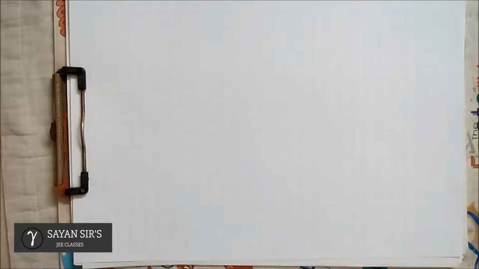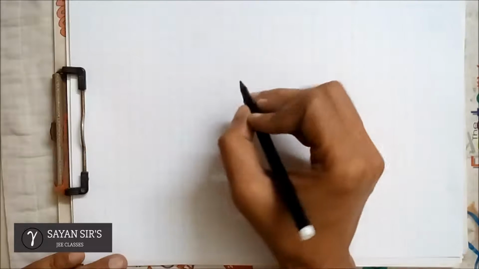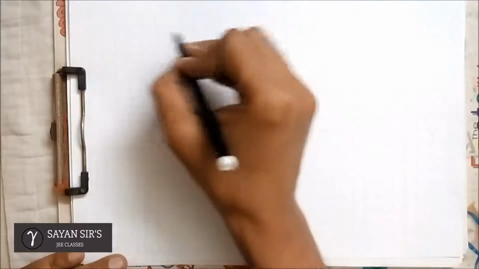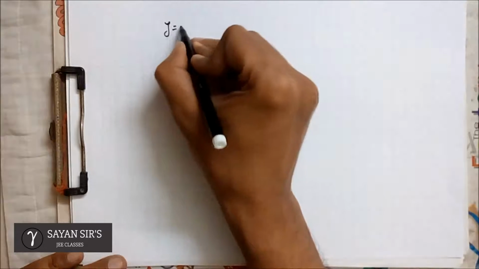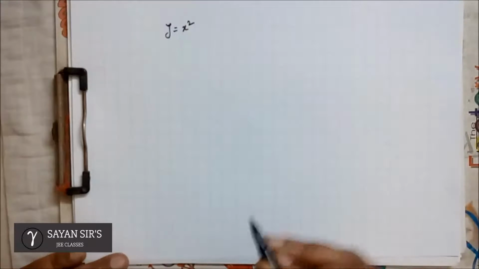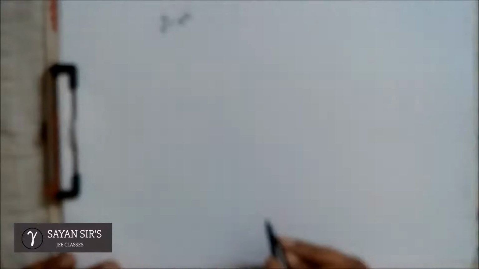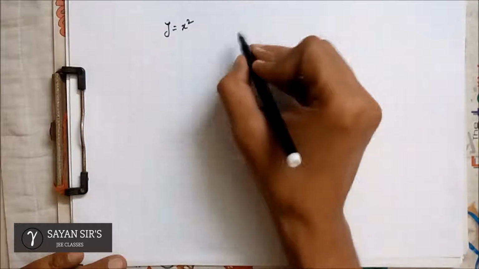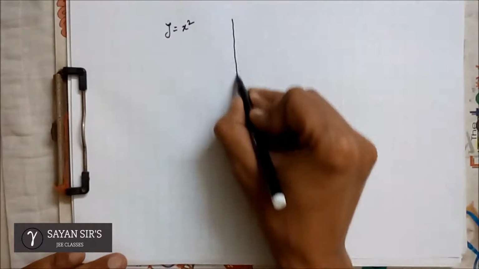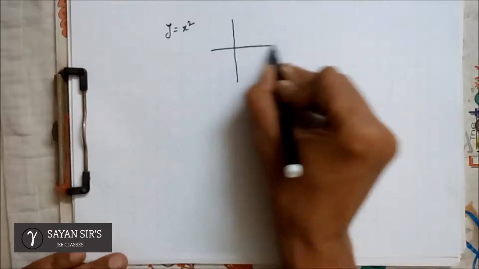So in this video we are going to discuss some very simple graphs using calculus. Say that the first graph that we have been given to plot is y equals x squared. Let us plot that graph here.